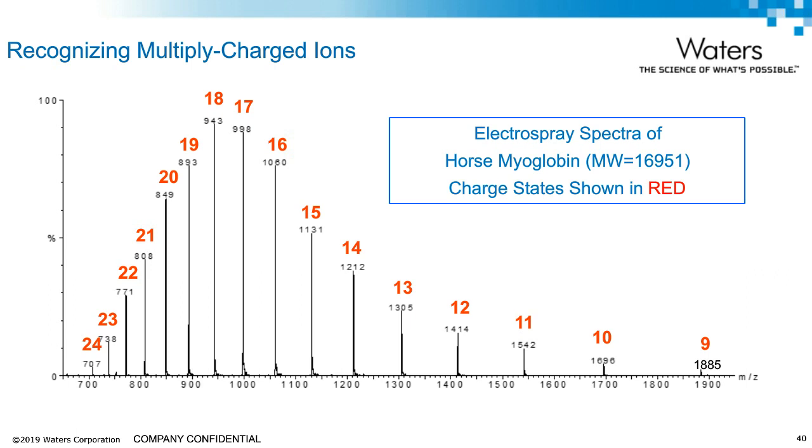As molecules become larger in mass, they can form a population of charge states at the same time under the same conditions. Many proteins will form such charge state distributions, similar to that seen here on the slide for horse-heart myoglobin. Here, we see a distribution of charge states from +24 down to +9, and the charge state for each of the species seen is shown in red on the spectrum.